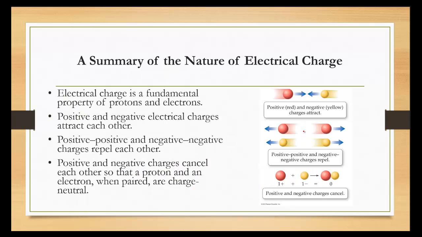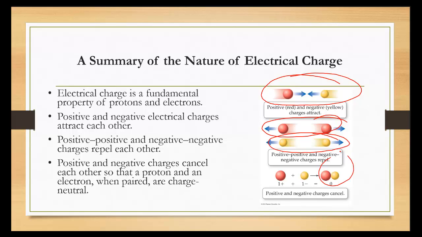The electrical charge is the fundamental property of the protons and electrons. The positive and negative electrical charges attract each other, while the same charges repel. Opposites attract. Same charges repel. Positive and negative charges cancel each other out so that a proton and an electron, when paired, are charge neutral. They have no overall charge.